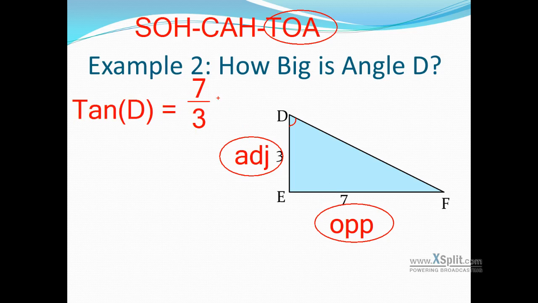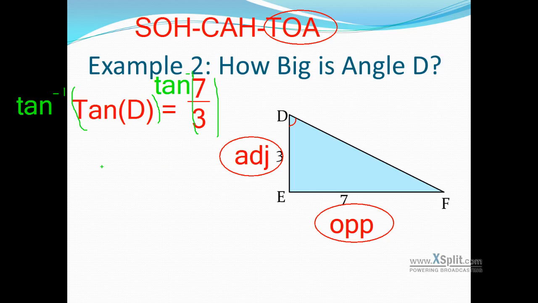I knew to do the opposite side on top because the O comes first before the A, adjacent side on the bottom. On both sides now, we can tan inverse both sides. Tan with a -1 on your calculator will be tan inverse. And we'll go ahead and do that to both sides of our equation. Tan inverse on both sides.